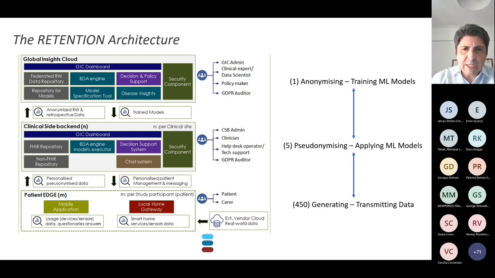And as for the sensors, we also have the local home gateway responsible for gathering data from the home sensors and later on transmitting them to each of the instances. So more or less, this is the infrastructure.